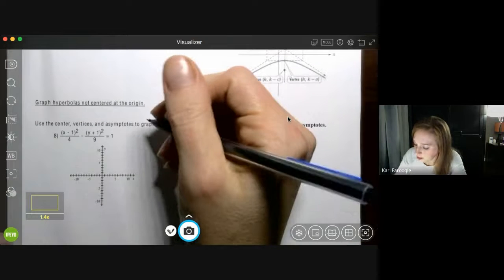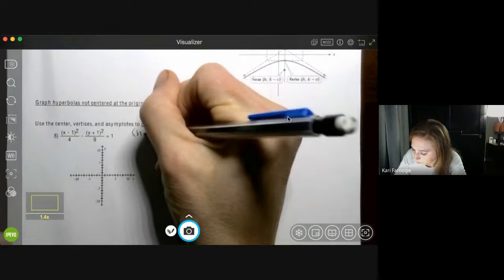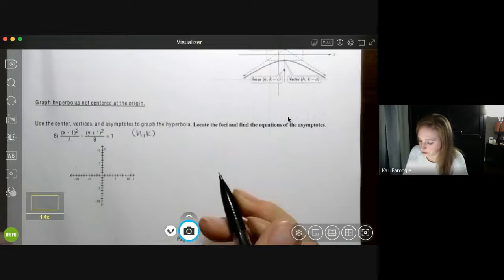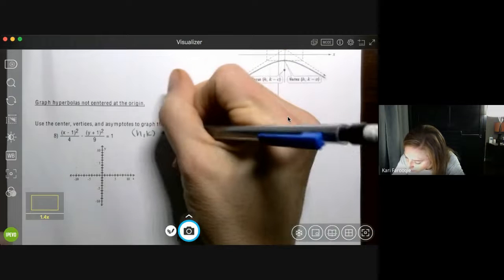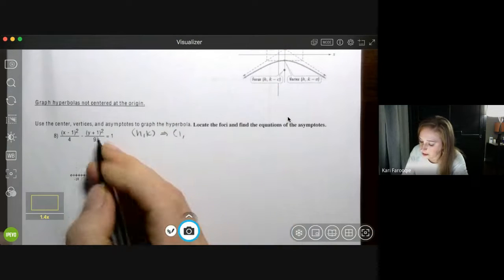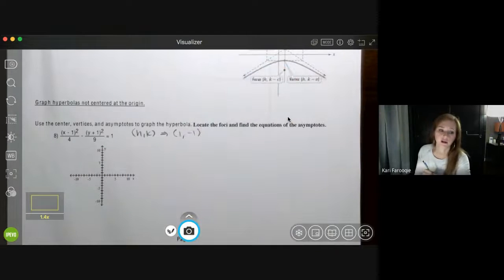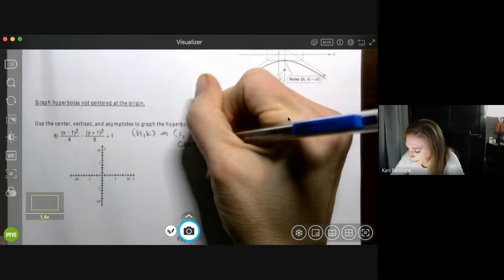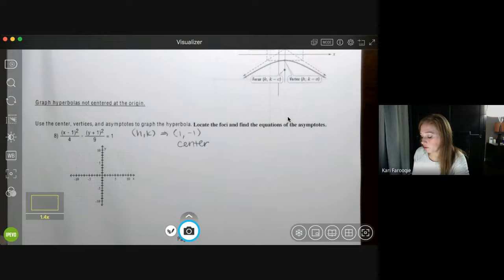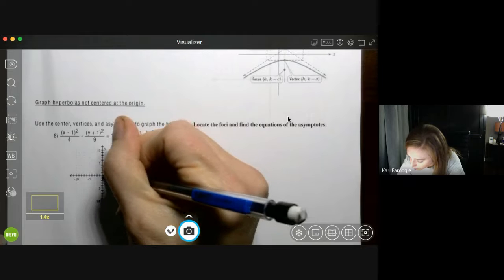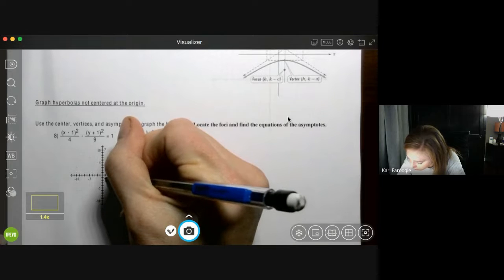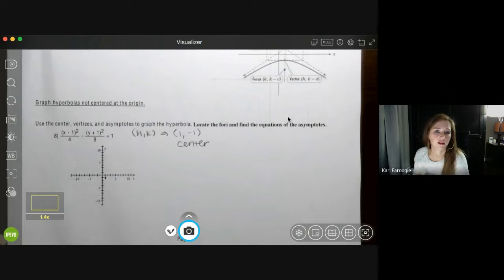Okay, H is going to be 1 because it's being subtracted from X. So we have H is 1, and K, well, we could really write this as Y minus -1. So K is going to be -1, or if you're thinking about it as being the opposite, then just take the opposite. This is your center. If you would like to put the center down, that's probably not a bad idea. So we're going to be at 1, -1. Just to plot it, you can make sure it's there.